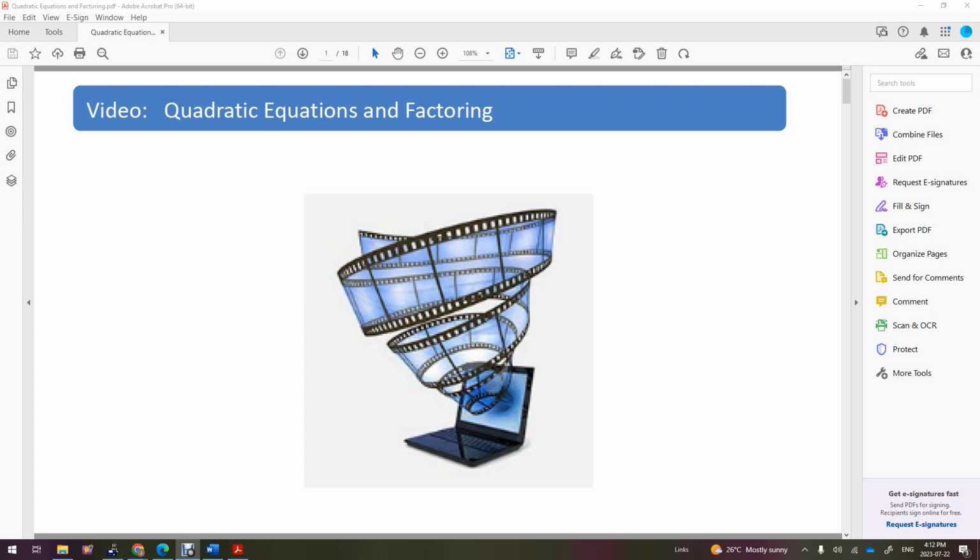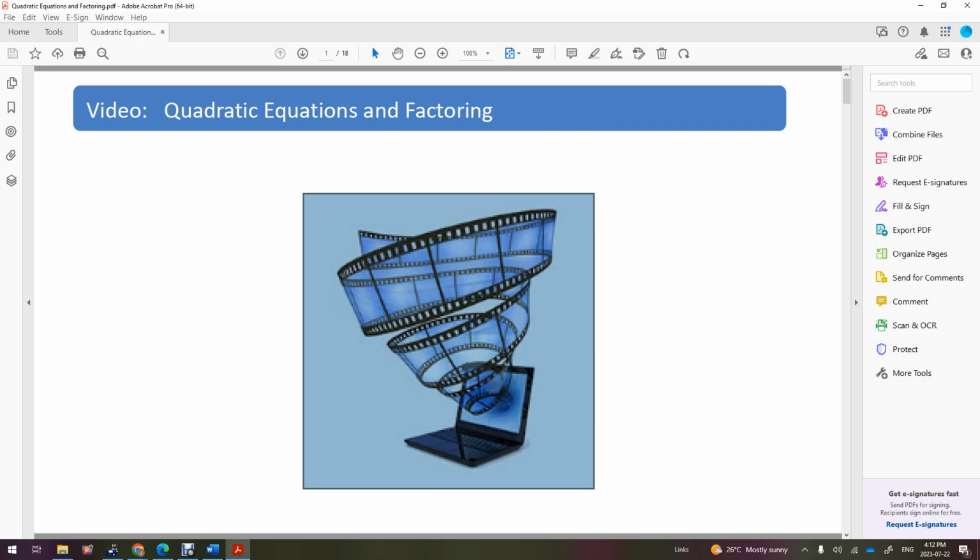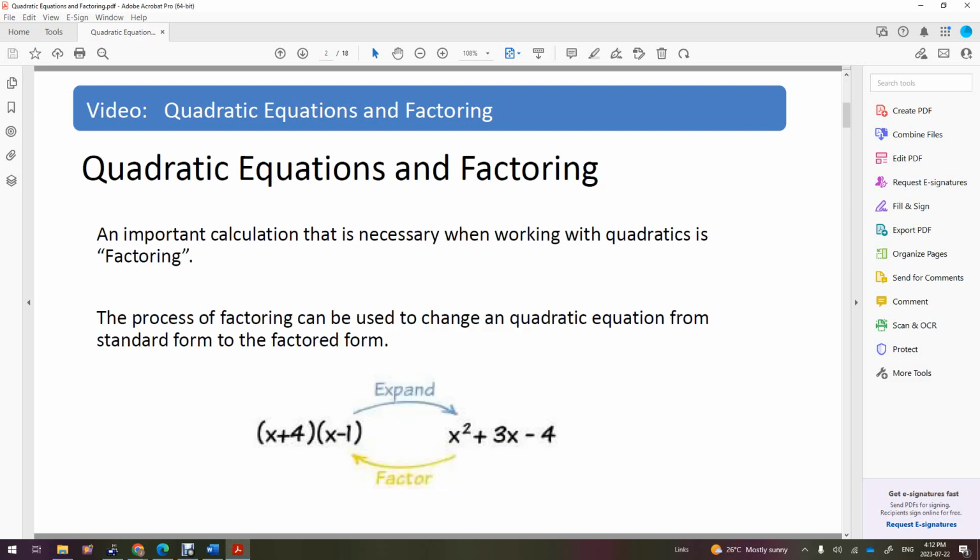Quadratic equations and factoring. An important calculation that is necessary when working with quadratics, or in fact any polynomial function, is called factoring. The process of factoring can be used to change a quadratic equation from standard form to factored form.